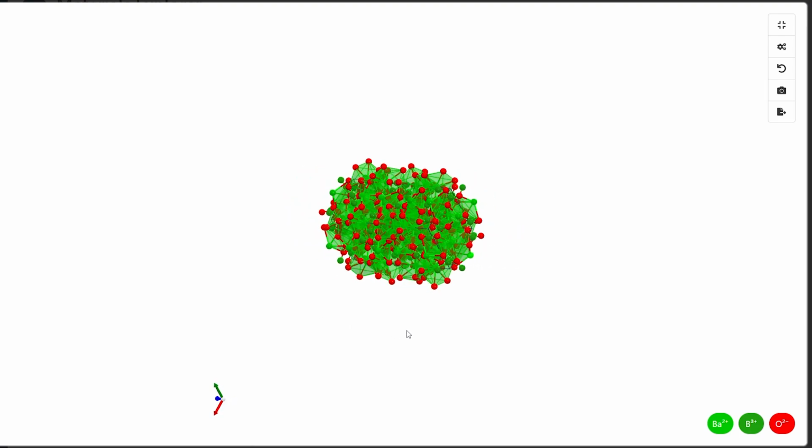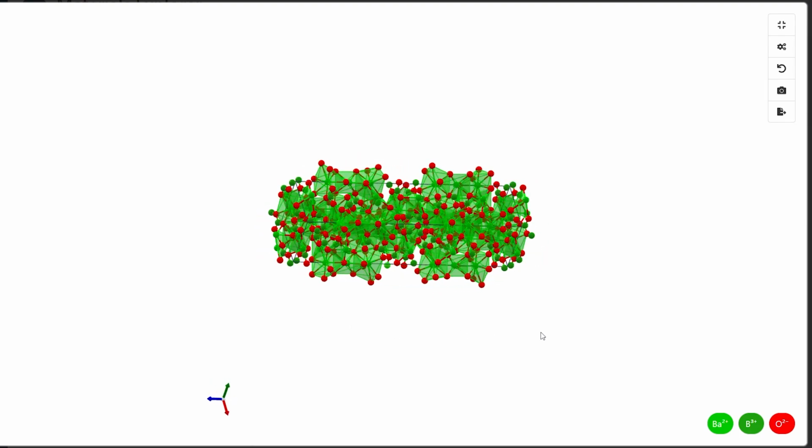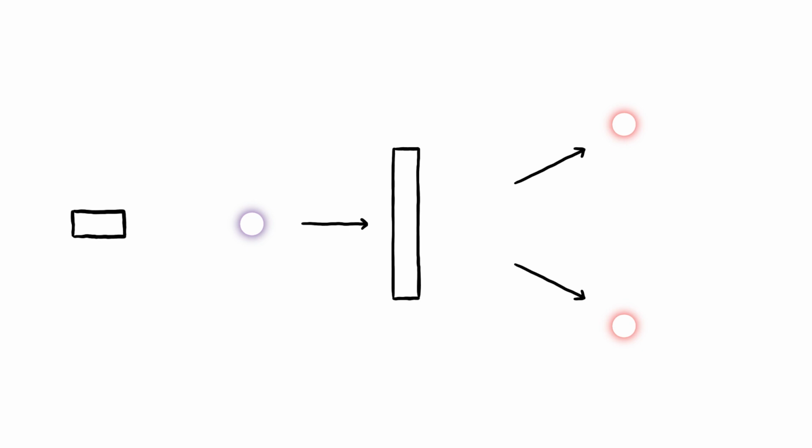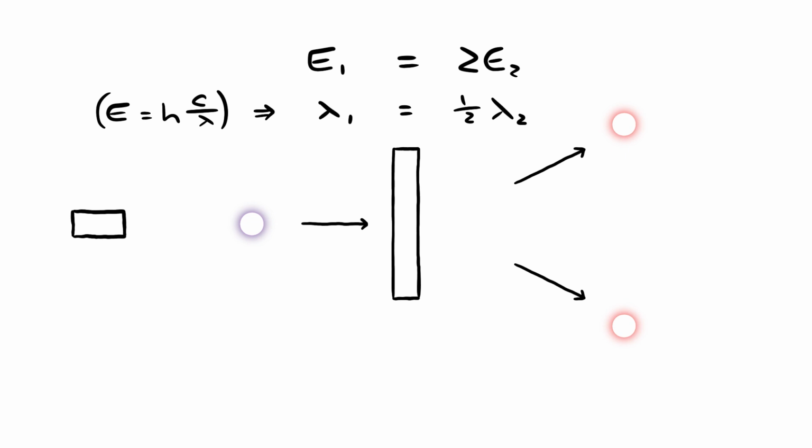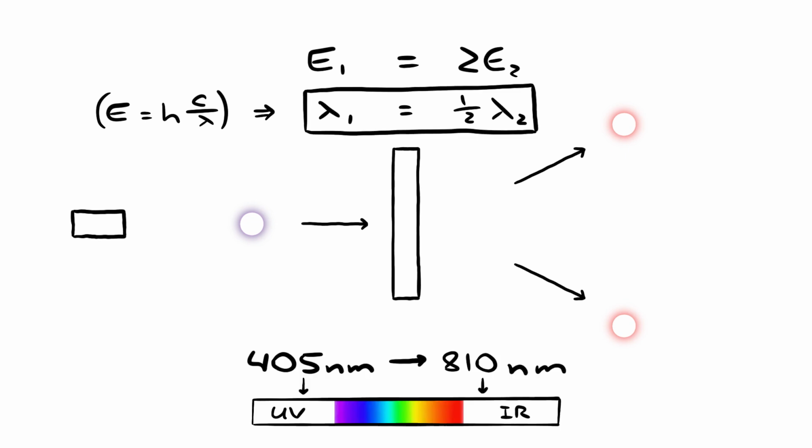This is a crystal called beta barium borate, and it has the interesting property that when you shine an ultraviolet laser through it, like the 405 nanometer laser inside of a Blu-ray player, there's a chance that one particle of light, a photon, will come out of the crystal as two photons. In order for energy to be conserved, each photon has half the energy of the original, therefore double the wavelength. So photons that get split come out as infrared light.